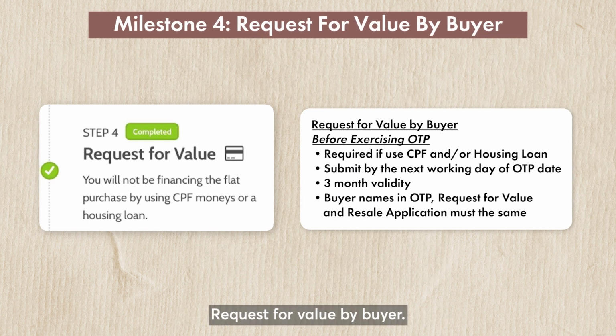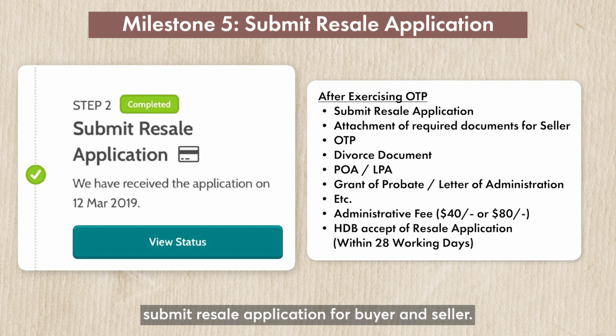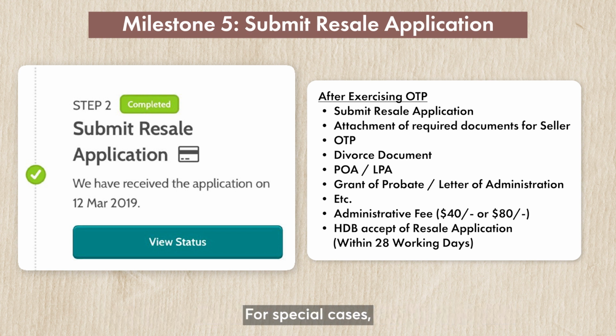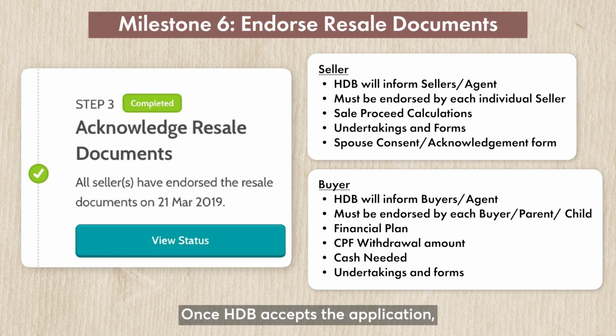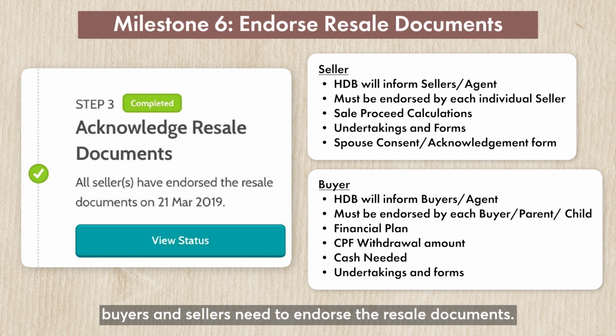Milestone 4. Request for value by buyer. Note that the valuation validity is only 3 months. Milestone 5. Submit resale application for buyer and seller. Make sure relevant documents, if any, like overseas marriage cert and childbirth cert are ready. For special cases, divorce document, power of attorney, lasting power of attorney, grant of probate, and letter of administrations, etc. are required. Milestone 6. Once HDB accepts the application, buyers and sellers need to endorse the resale documents.